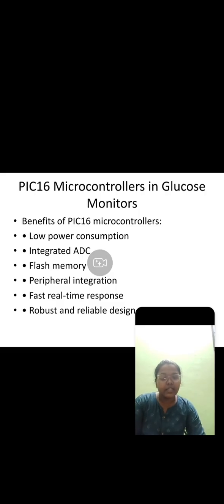So there is no delay. Delay propagation is very less, so we will get an immediate response or immediate reply, and it has an integrated ADC. One of the main advantages of the peripheral interface is the integrated ADC. We don't need to connect it to any other device for the signal to be converted from analog to digital. It has integrated ADC. It has flash memory, so the results will be stored there, and the power consumption will be very less. So the life will be very high. It has a long life.